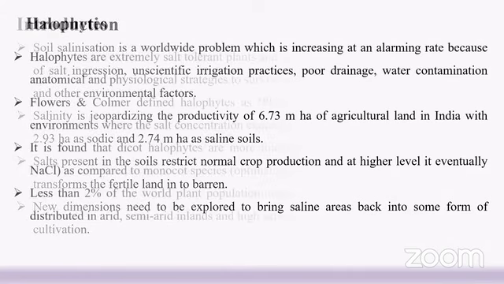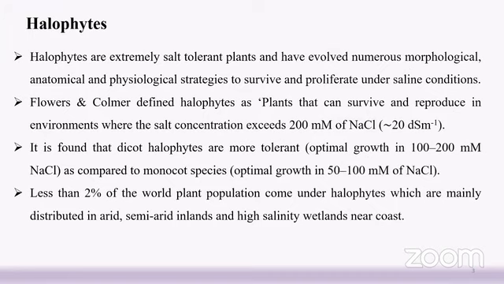So the halophytes. Halophytes are extremely salt-tolerant plants and have evolved numerous morphological, anatomical, and physiological strategies to survive and proliferate under saline conditions, because normal plants do not survive under these types of soil conditions. Flowers and Colmer defined a halophyte as a plant that can survive and reproduce in environments where the salt concentration exceeds 200 mM of NaCl. It is found that dicot halophytes are more tolerant as compared to the monocot species.